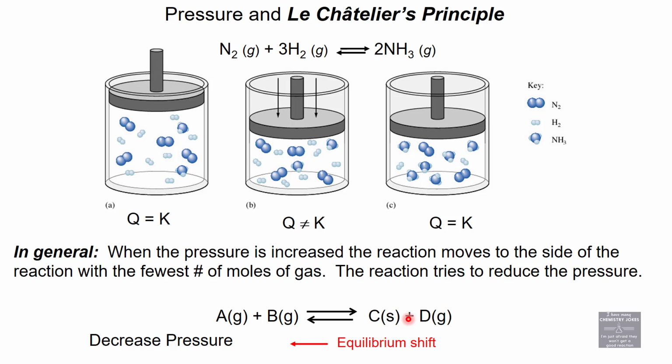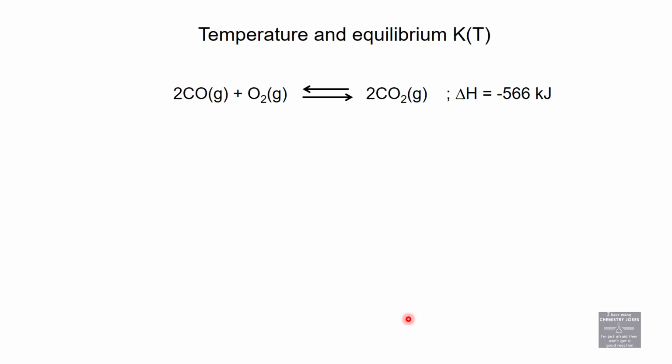With concentration, you always shift one direction or the other based on whether you're adding or removing products or reactants. But in pressure and volume changes, it's always dependent on the reaction equation, and you shift toward greater or fewer moles of gas. Okay, concentration is one thing, pressure is another thing, temperature is another stress that we can apply to a system to knock it out of equilibrium.